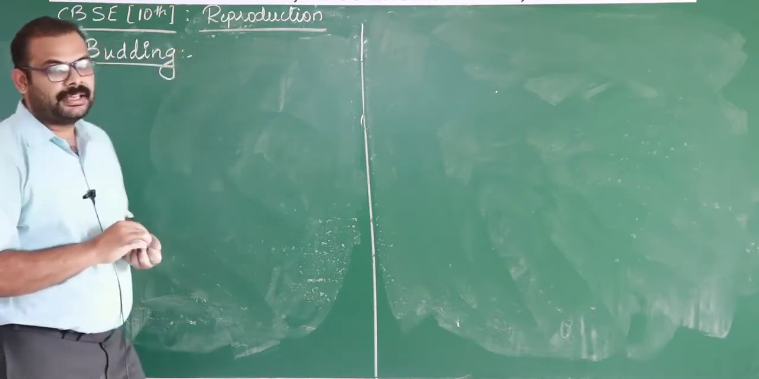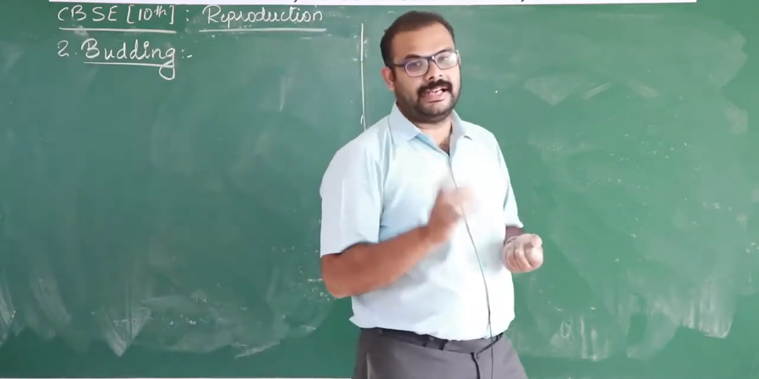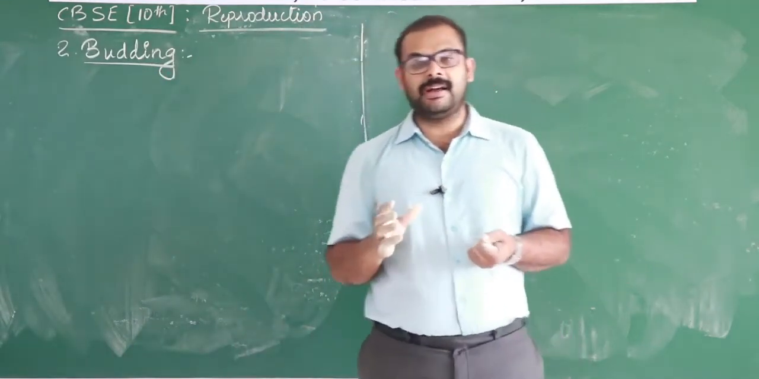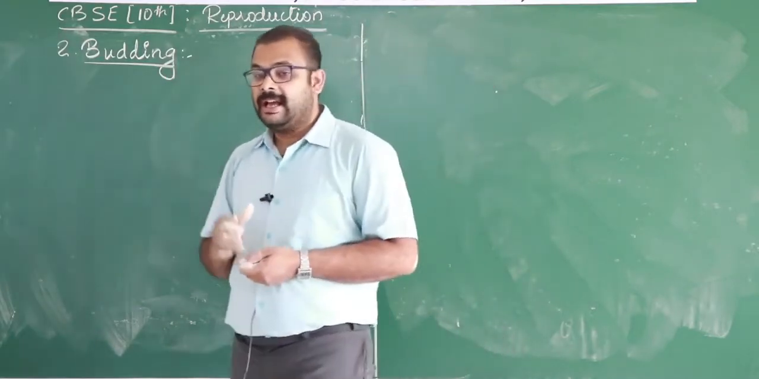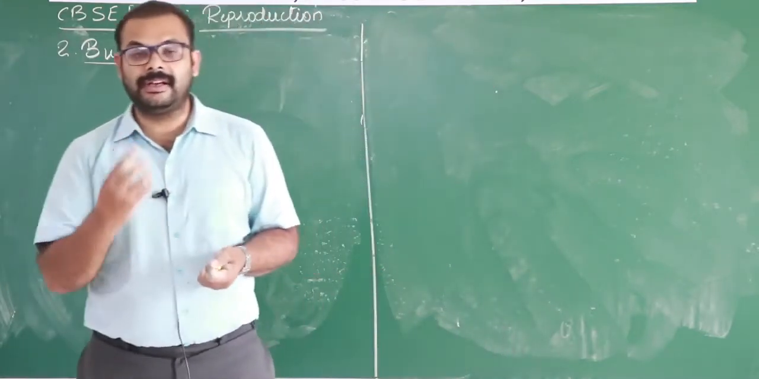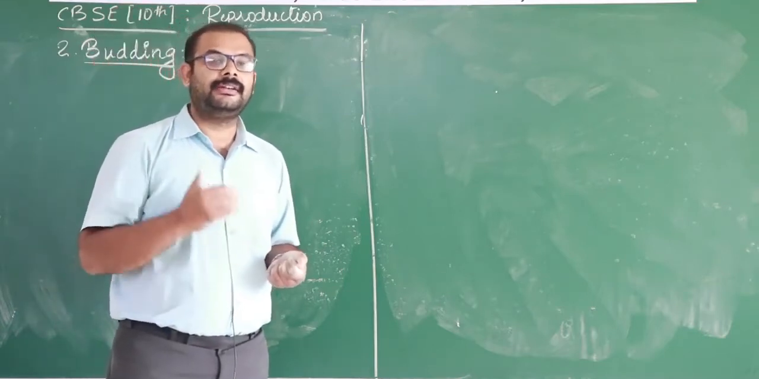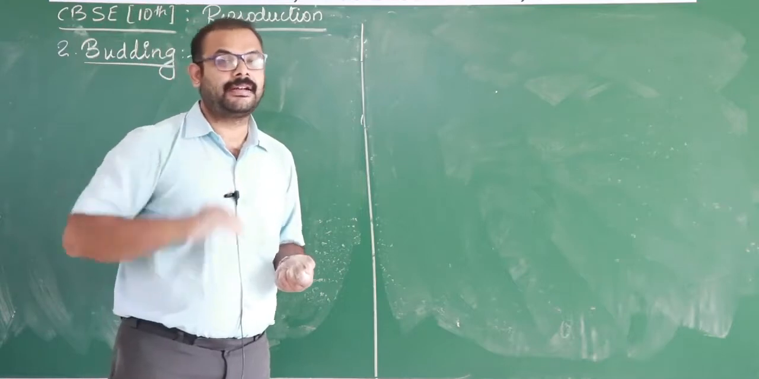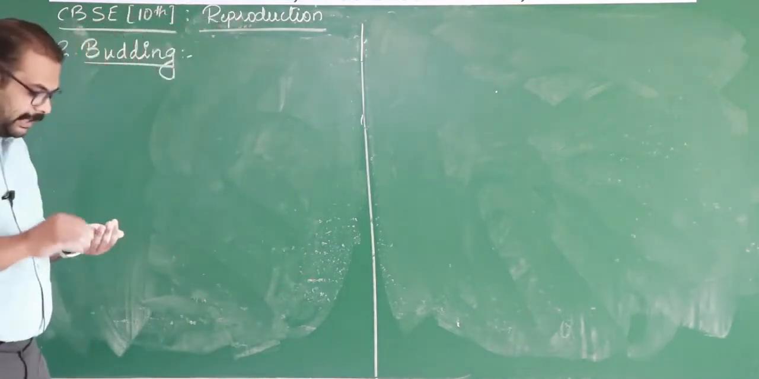So budding means a small outgrowth, it is called a bud. An organism develops a small outgrowth on its body, and this small outgrowth detaches from the body and grows as an independent organism. This method of reproduction is what we call budding.